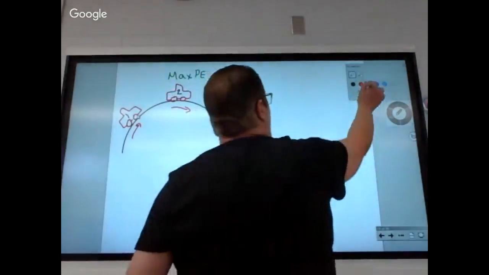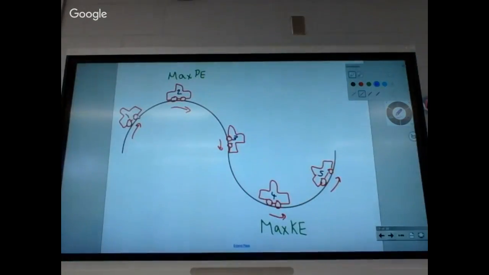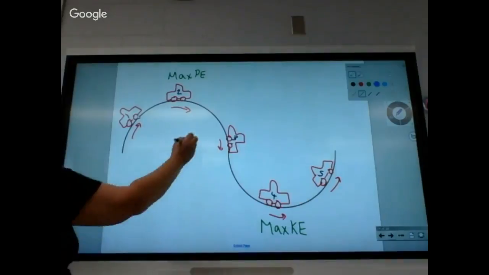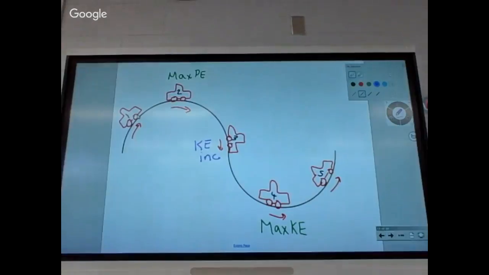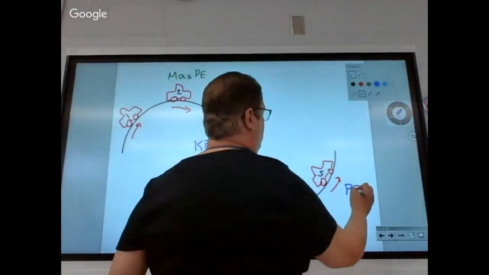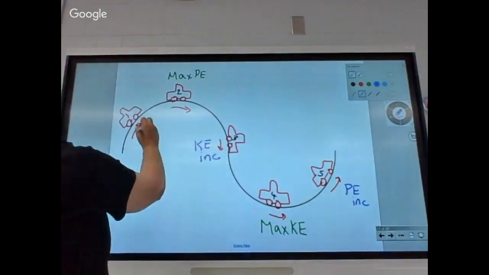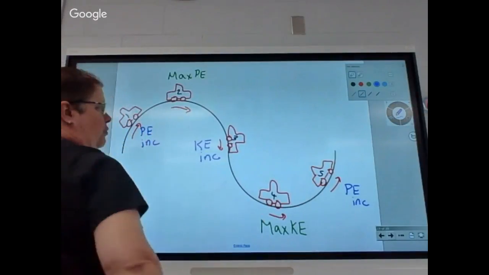So, somewhere on here, tell me where KE is increasing. Where would KE be increasing on those arrows? Give me a car number where kinetic energy is increasing. 3. All right? Kinetic energy is increasing here. Why is kinetic energy increasing there? It's going down. Number 1. All right. Give me a spot where PE is increasing. 1 and 5. Okay, PE is increasing here, and PE is increasing here, because it's going up. That's right. We can't really say a lot there or there because they're sort of flat.